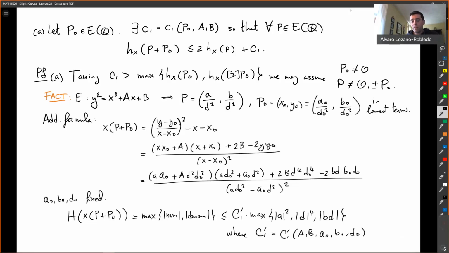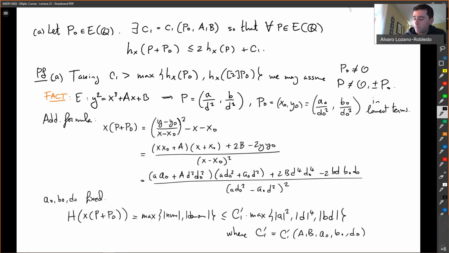Okay, the C1 constant was allowed to depend on P naught, as you see in the statement, right? So that's fine. Okay, so I hope you believe that. If not, just try to work out explicitly what the constant C1 prime is, but that's believable.